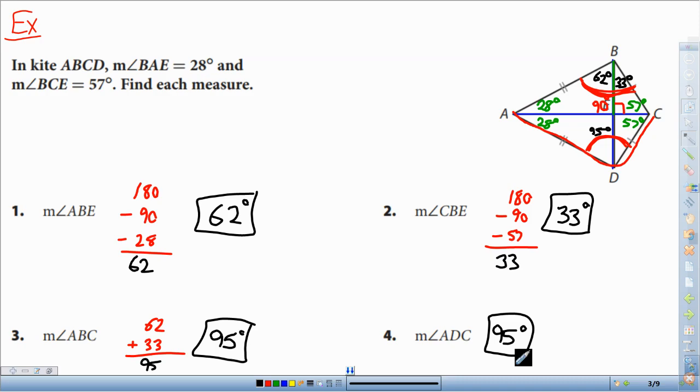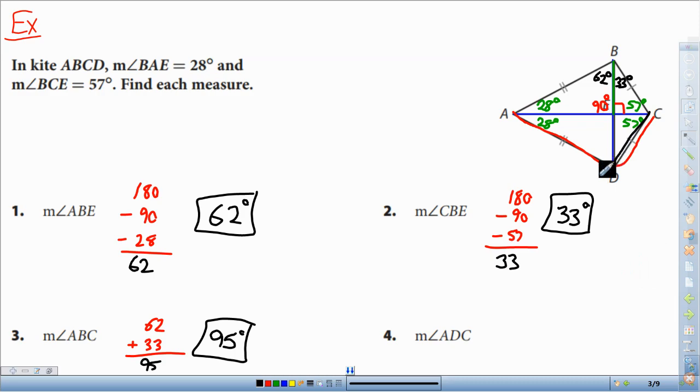Okay, so those are really easy problems, just as long as you remember the rules for obviously kites, but also recalling the rules for triangles. All right. Just one other thing I want to point out. This is kind of by the way. We could have also figured out that this angle was 95 degrees right here. I just want to point out one thing.